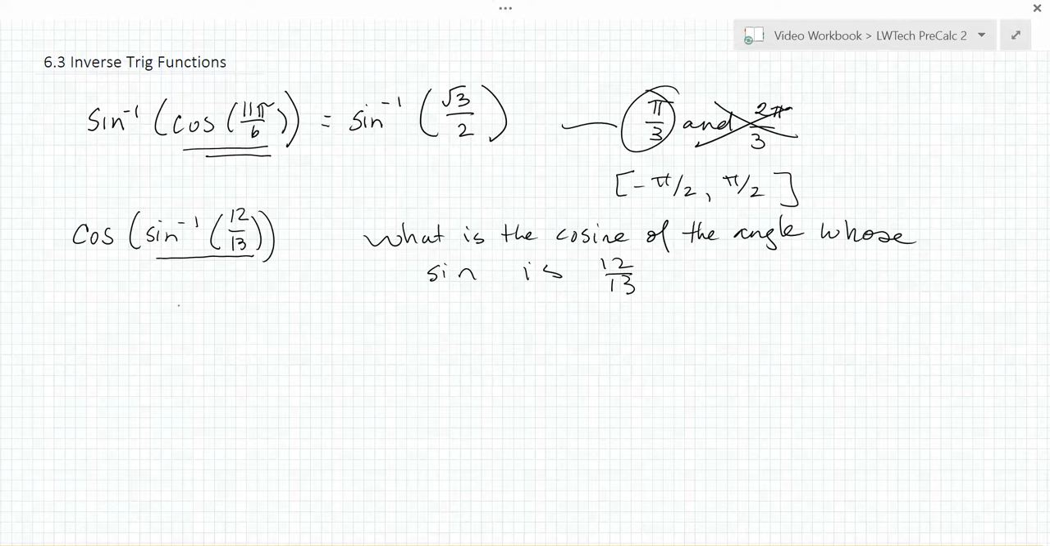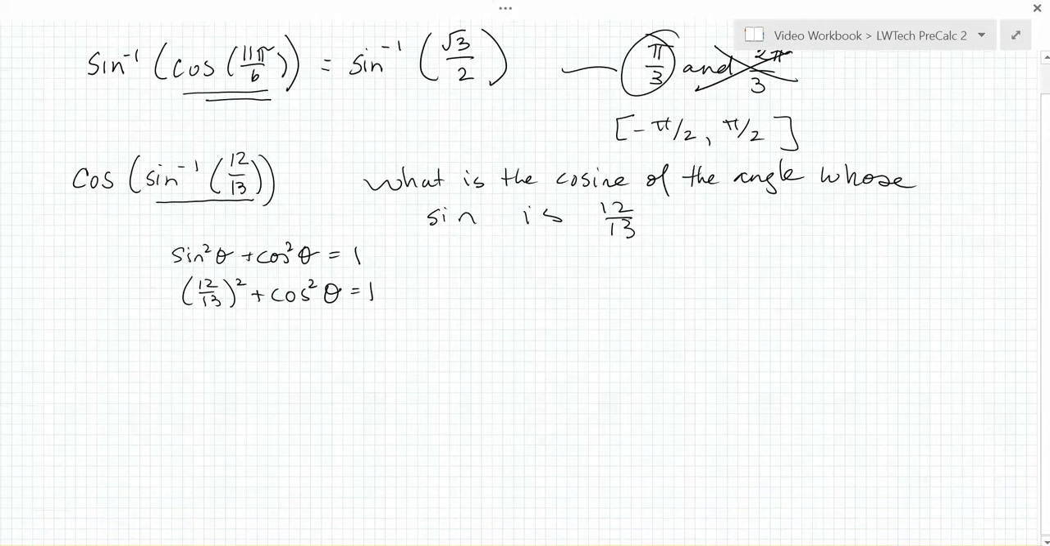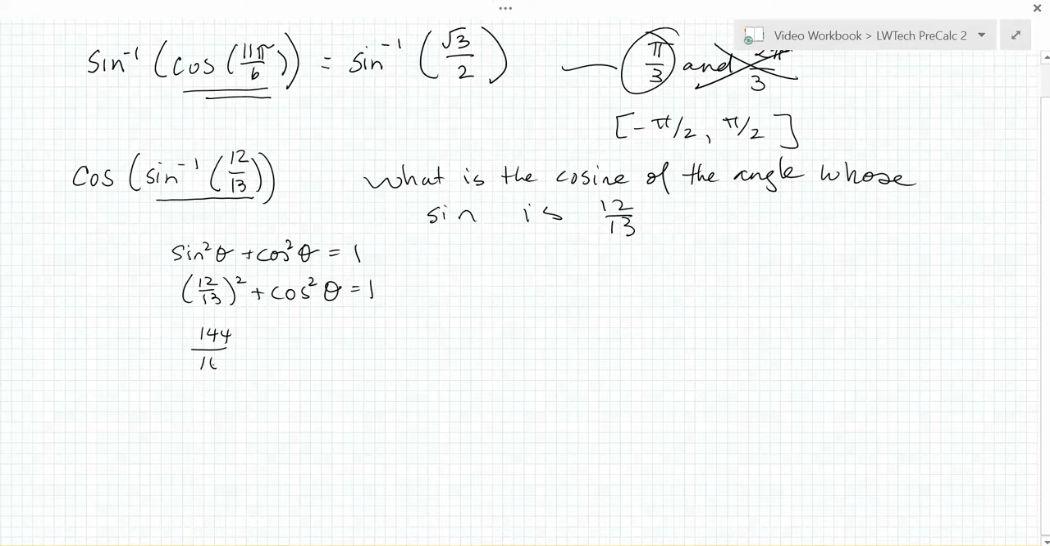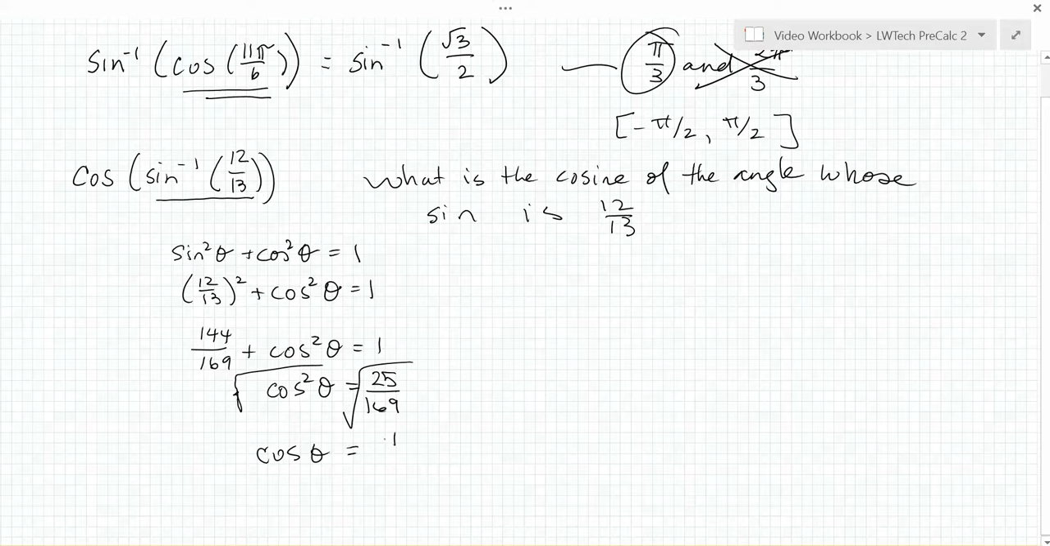We can use the Pythagorean identity, sine squared theta plus cosine squared theta equals 1. Plugging in the 12 over 13 for sine, we find that 12 over 13 squared plus cosine squared equals 1. 144 over 169 plus cosine squared theta equals 1. Subtracting 144 over 169, we get cosine squared of theta equals 25 over 169. Then take the square root of each side to get the cosine of theta equals plus or minus 5 over 13. Well, which one?